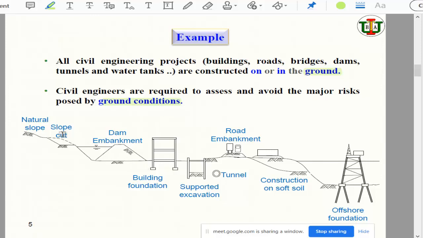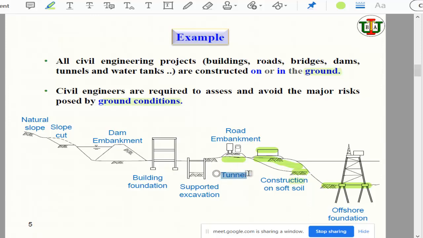Anyway, these are some examples. You can see some offshore structures, which are also in water, but still the foundation is where? In the soil, you see. And in the case of some construction on soft soil, here you can see this is the soft soil layer, right? So they fill up this layer with some improved soil, then they construct the structure. And roads, definitely it is on the soil. And some tunnel, you can see.